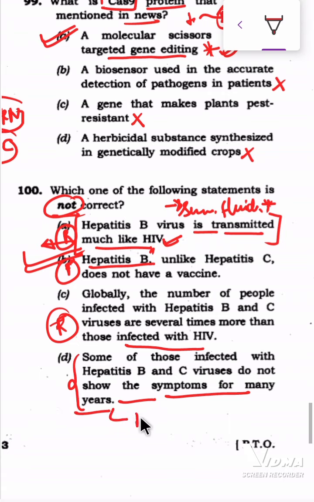The same is true of HIV. In the initial years it may remain dormant, but when you grow old and your immunity is no longer as strong, then HIV shows its strength. So this statement is also right. So effectively, we can say that option B is the right answer.